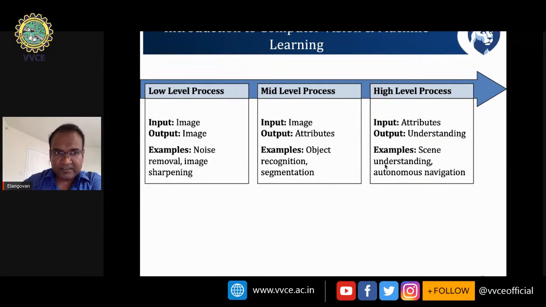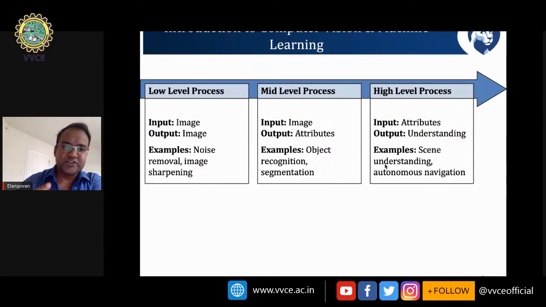In general, in this lower level and mid level process, we will use more image processing techniques. So that's where computer vision comes in. Computer vision is nothing but how the computer can see an image and understand information from this image. So that's called computer vision. Once we extract this information from these images, a higher level process is required. So that's where the machine learning algorithms come in.